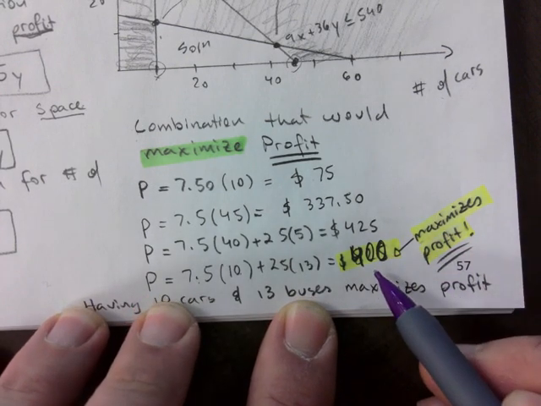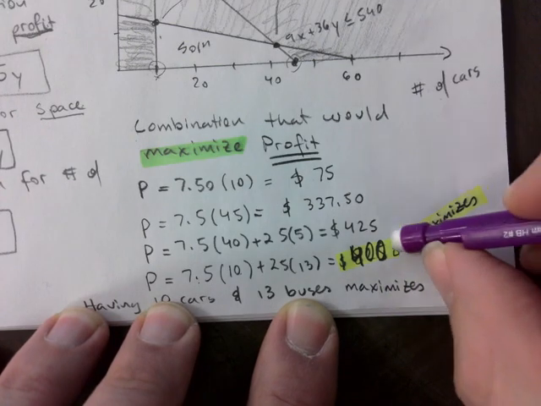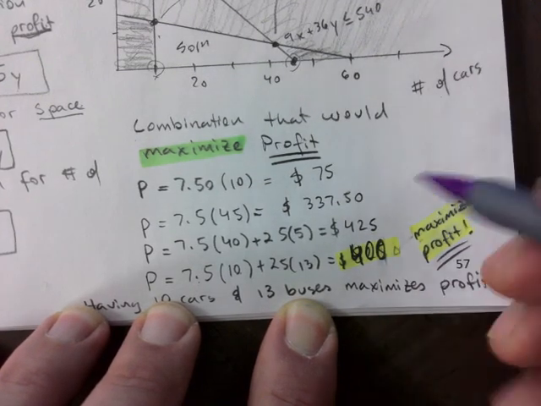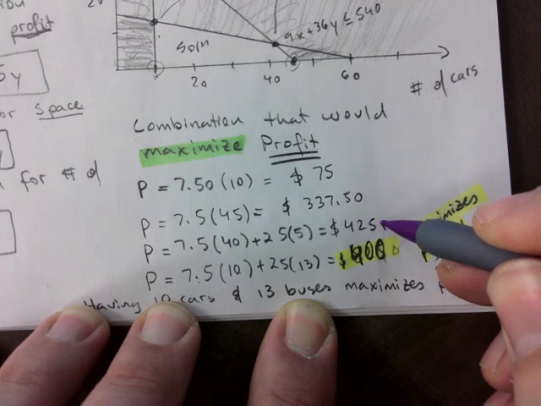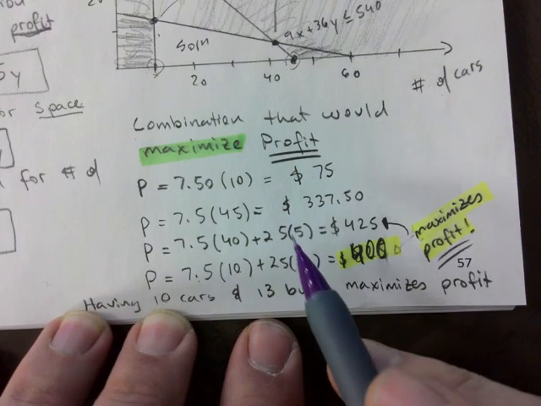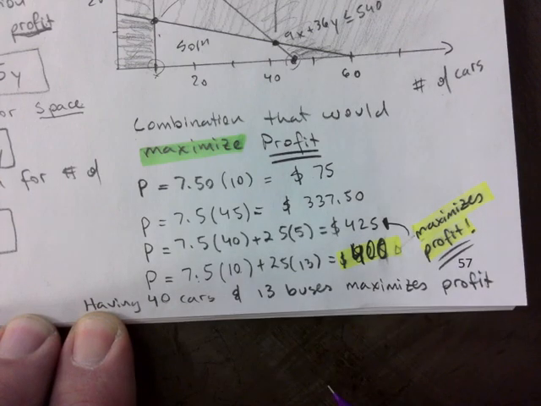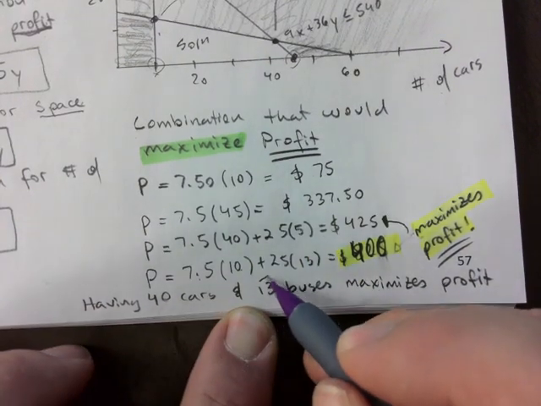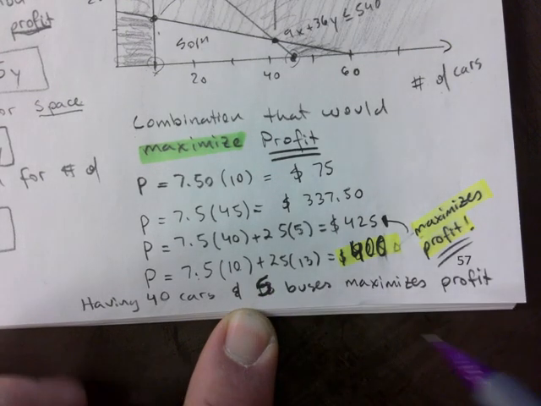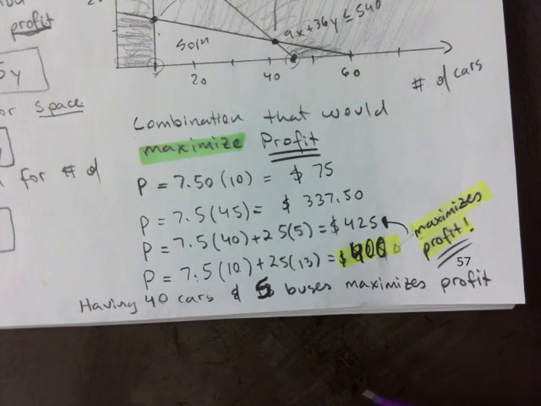Anyway, so this is 400. So which one maximizes? Maybe this is a good teaching moment here to not make a mistake. This maximizes. Please change that. So I need to change my statement, right? 40 cars and 5 buses. My bad. 40 cars and 5 buses will maximize profit. Okay.